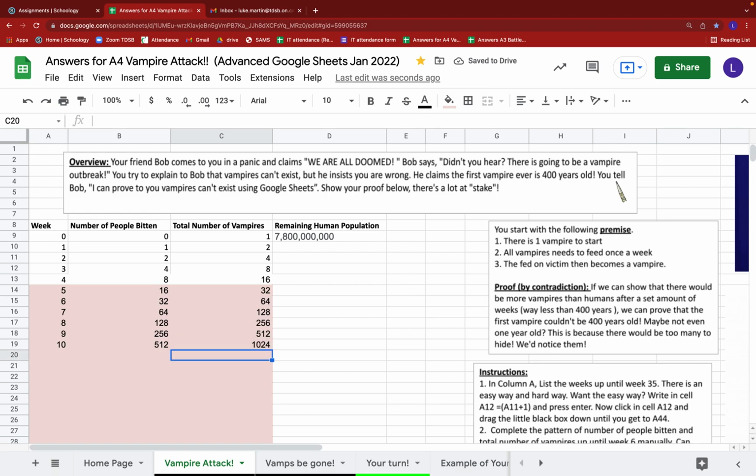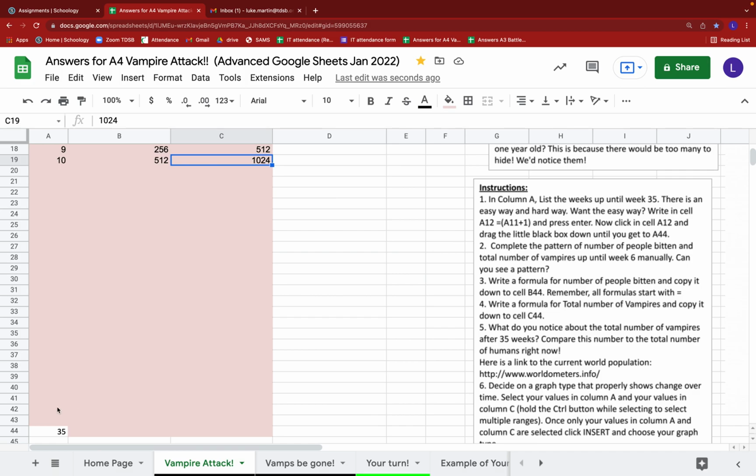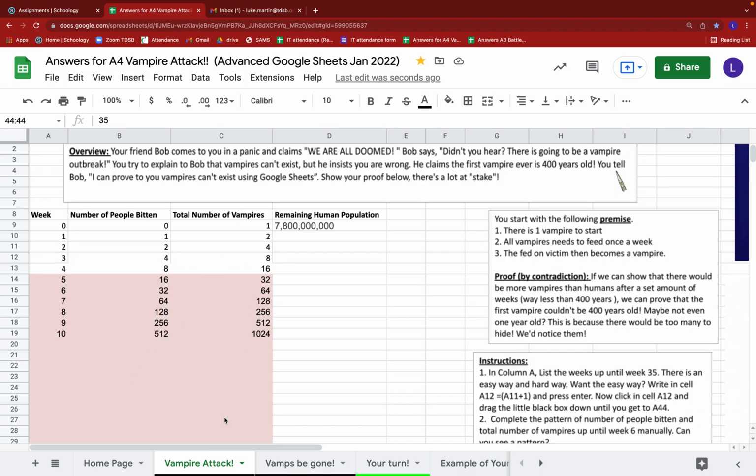Now, we're not done our proof at this point because, you know what, vampires are good at hiding. It's very possible that they could hide since they only come out at night. We're going to have to go further than just finding out that there is 1,000 vampires. So we're actually going to plot this to 35 weeks, which is going all the way down to row 44. We don't want to do all of that math, though, because these numbers are going to get very big. So let's make the computer do some of the math for us.